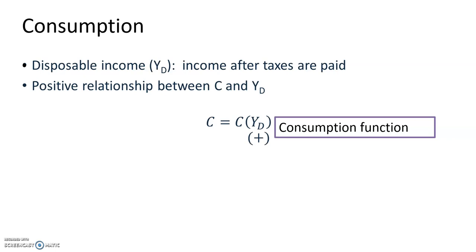So we can then write C is equal to C of YD, and at the bottom here we have a plus sign. This is a formal way of stating that consumption is a function of disposable income, and the function C(YD) is called the consumption function. The positive sign below YD reflects the fact that when disposable income increases, so does consumption.